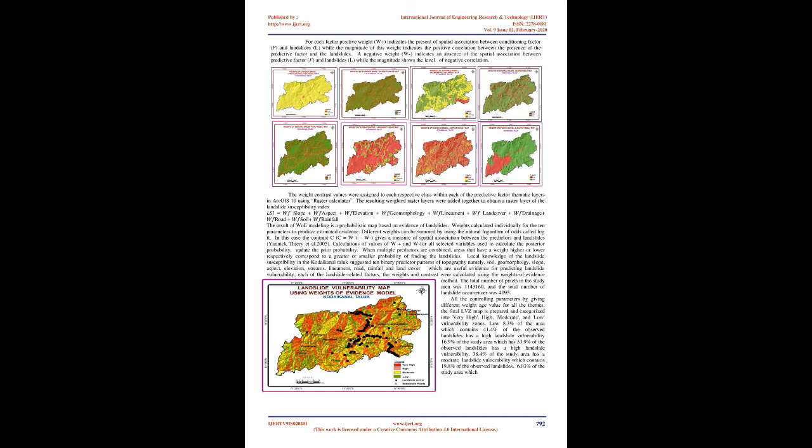The weight contrast values were assigned to each respective class within each of the predictive factor thematic layers in ArcGIS 10 using the raster calculator. The resulting weighted raster layers were added together to obtain a raster layer of the landslide susceptibility index: slope plus aspect plus elevation plus geomorphology plus lineament plus land cover plus drainage plus road plus soil plus rainfall.